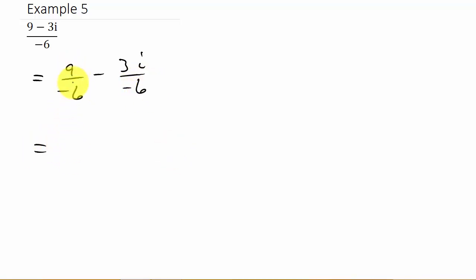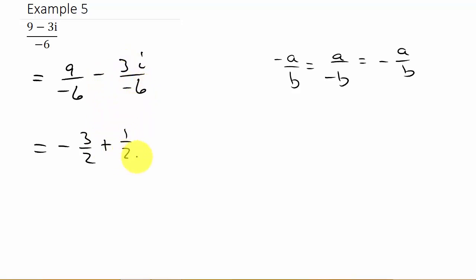All right, so let's see. 3 goes into both, so we'll reduce. That's going to be -3/2. And I like to just put my negative out front. Remember, if you have a fraction, -a over b is the same thing as a over -b, which is the same as -a over b. Okay, if you want to leave the negative in the denominator, that's fine. I just like to put it out here. And this negative and negative, that's going to make a positive, and 3 over 6 reduces to 1/2 i.